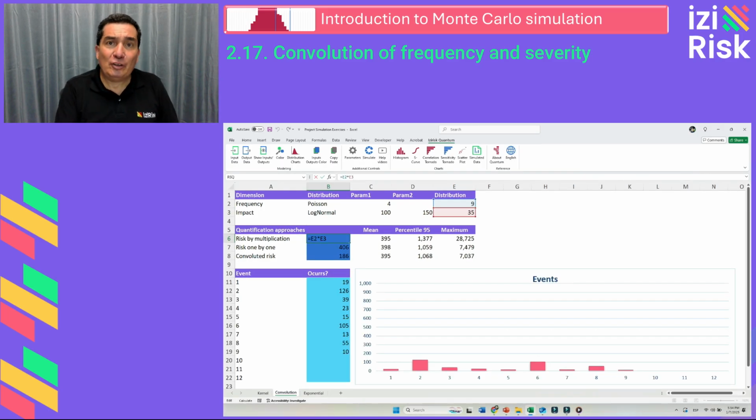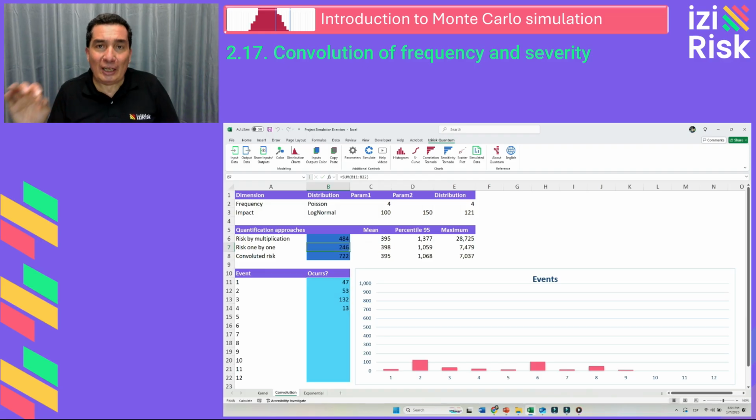So the first approach is direct multiplication. We multiply the cell containing frequency by the cell containing impact. This approach is simple but problematic, as it exaggerates the tails, especially when frequency and impact simultaneously generate high values on certain iterations. A second approach is a one-to-one generation.